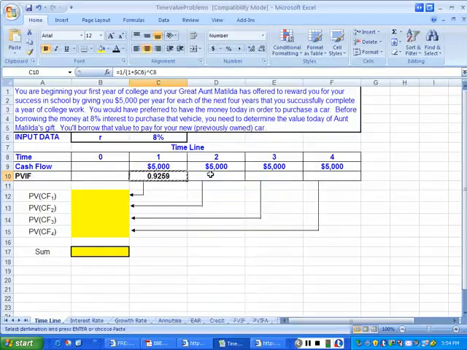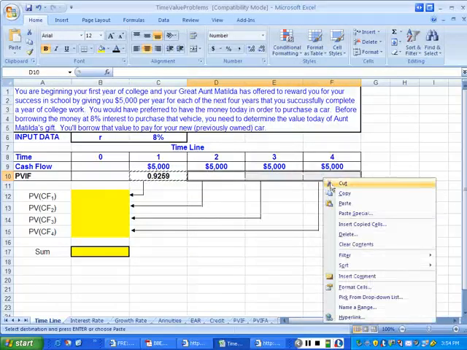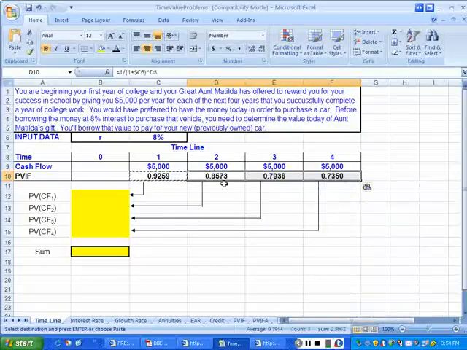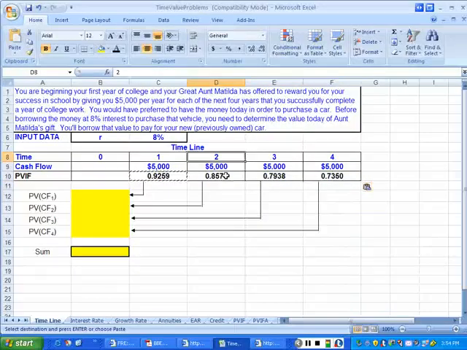Now, watch what happens when I copy and paste this in place for the subsequent years. What I find is a dollar 2 years from now at an 8% interest is worth 85.73 cents today. 3 years from now, a dollar is worth 79.38 cents today. 4 years from now, a dollar is worth 73.5 cents today.